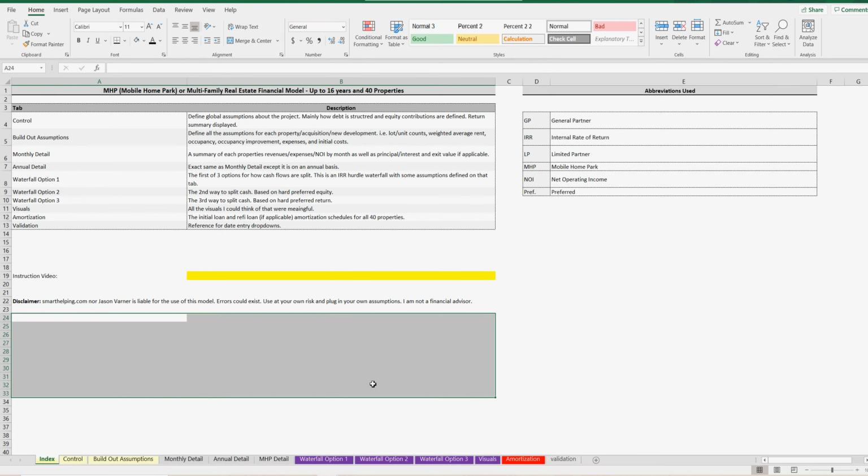One of the reasons why I'm doing that is because this actually includes three other waterfall distribution models that are separate that I've integrated in here. I'm thinking about doing a fourth. Also, I'm open to suggestions on this.